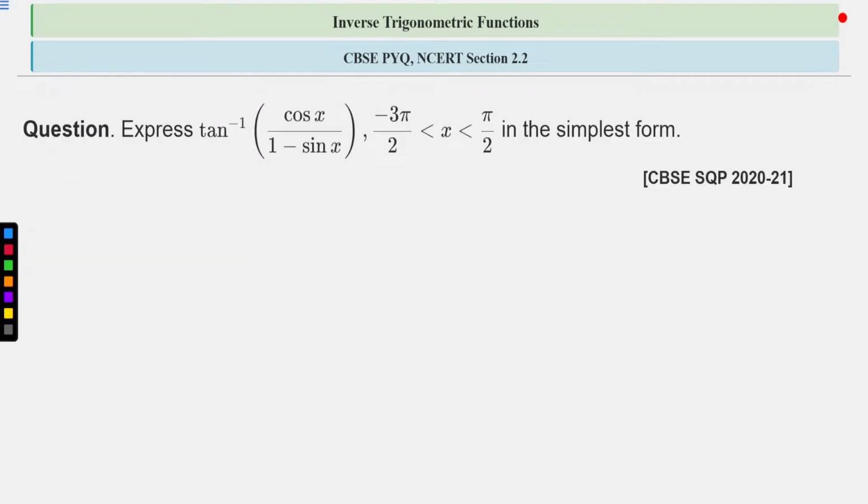Next question says, express tan inverse cos x upon 1 minus sine x, when x belongs to minus 3 pi by 2 to pi by 2, in the simplest form. We have to basically express tan inverse of cos x upon 1 minus sine x, when x belongs to minus 3 pi by 2 to pi by 2, in the simplest form, right? So how can you approach this question?